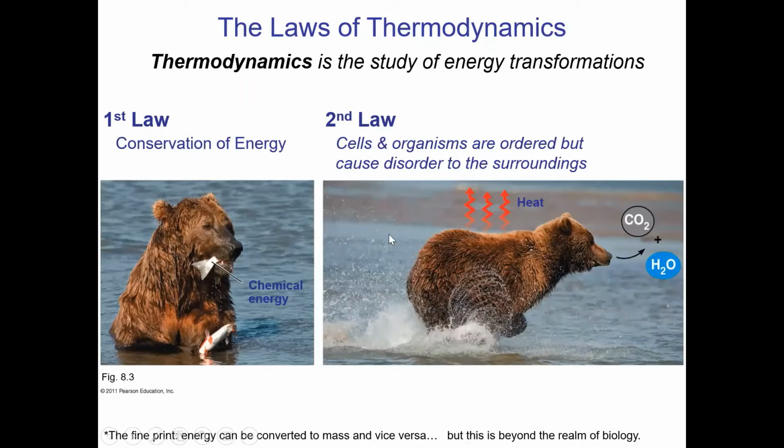So there's the first law, and there's our second law. You can see the bear is consuming energy and releasing much of it as heat.